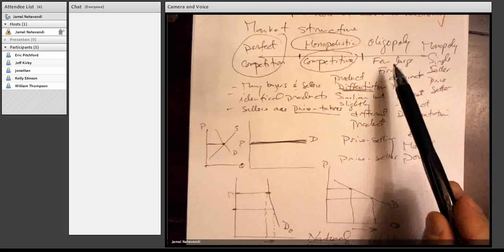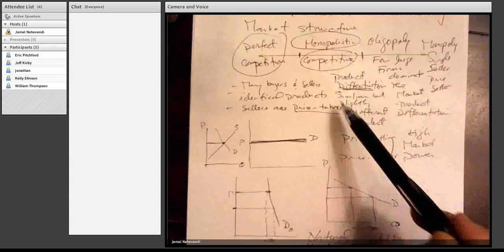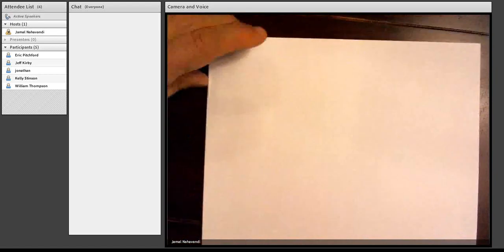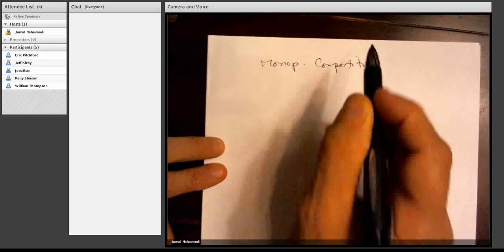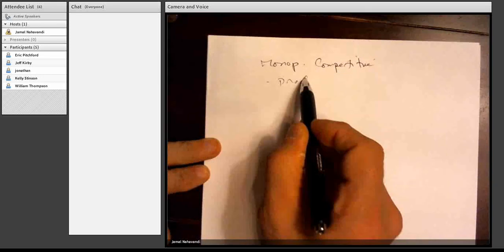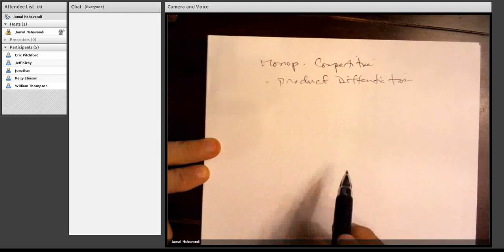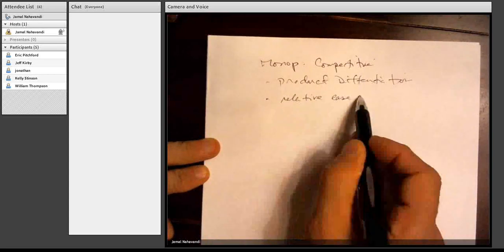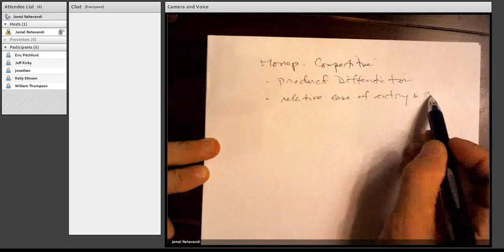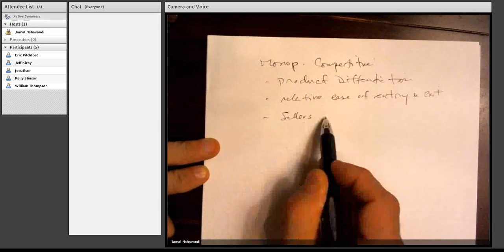Oligopolies are a little complicated to discuss. I'm not going to spend much time on that. But let's spend a little bit of time on monopolistic competitive firms. As I said earlier, monopolistic competitive firms have product differentiation, meaning that the products are not identical like in the competitive market, and relative ease of entry and exit. And so therefore sellers are price takers.